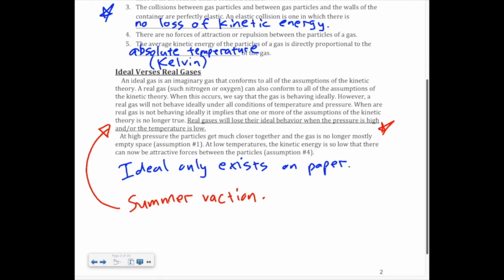Now, at high pressure, the particles get much closer together and the gas is no longer mostly empty space. Assumption number one. At low temperatures, the kinetic energy is so low that there can now be attractive forces between the particles. Assumption number four.